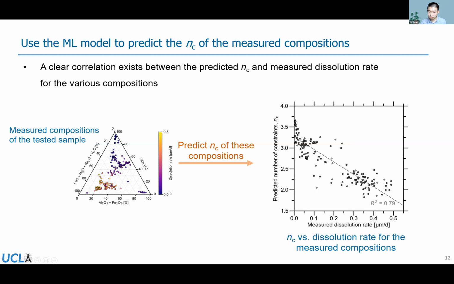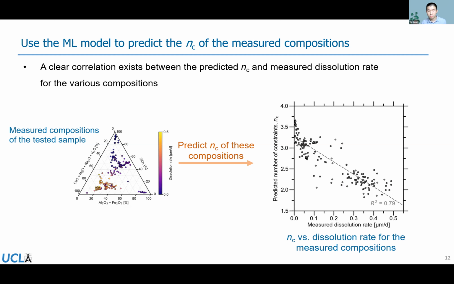So in the plot at the right side, we put the measured dissolution rate on the horizontal axis and the predicted topological constraint on the vertical axis. In this plot, you can see that there's a clear correlation between the two, indicating that our model can be used to infer the real reactivity of those different types of SCMs.